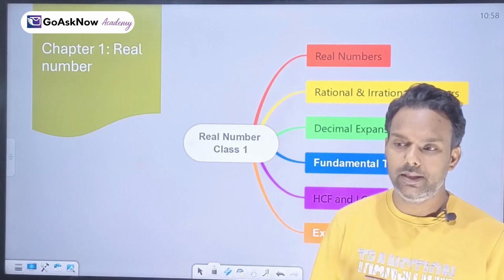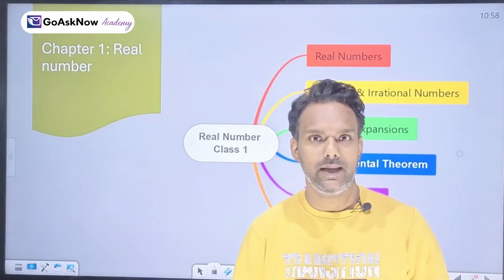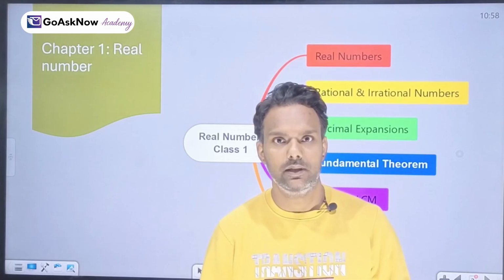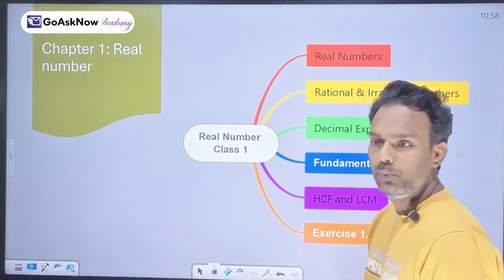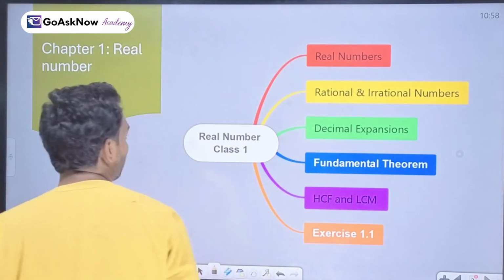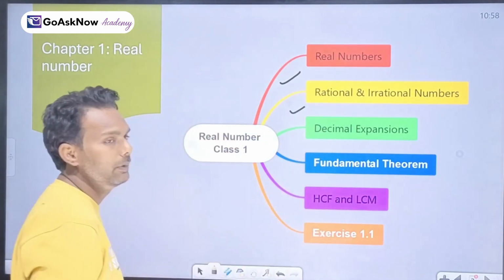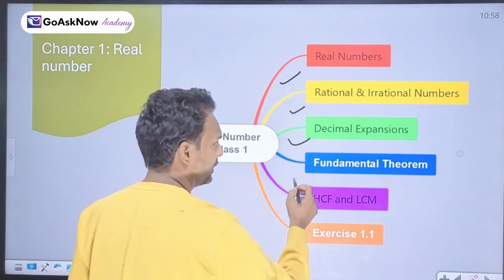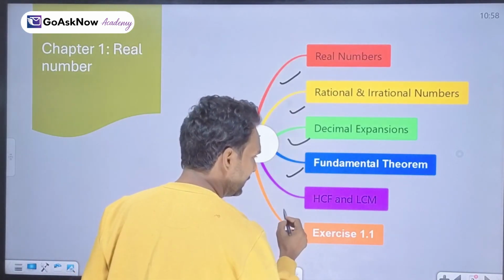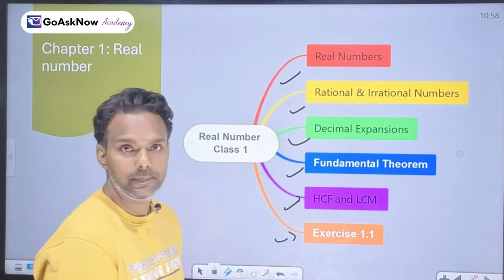I'm Saurabh Tiwari, and today we are going to study the first chapter of class 10th mathematics, that is Real Numbers. So that's going to be our first part of this chapter. In this class, we are going to study real numbers, rational and irrational numbers, decimal expansions, the fundamental theorem, HCF and LCM, and exercise 1.1 of NCERT.